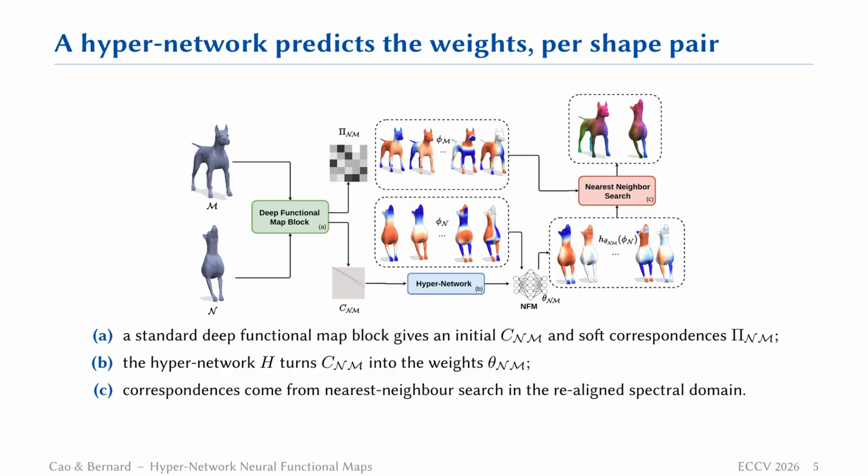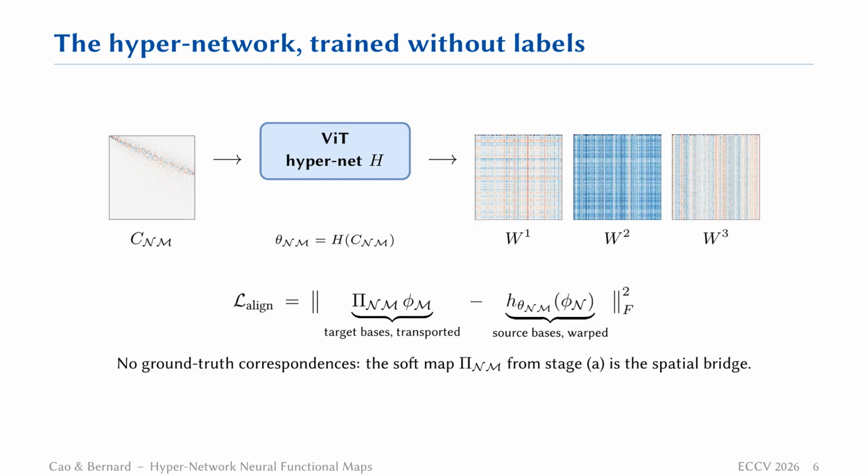The pipeline has 3 stages. First, a standard deep functional map block gives us an initial linear map C, together with a soft correspondence matrix Pi. Second, the hypernetwork reads C and outputs the weights of the neural functional map. Third, we push the source basis through that network and read off correspondences by nearest neighbor search in the realigned spectral domain.